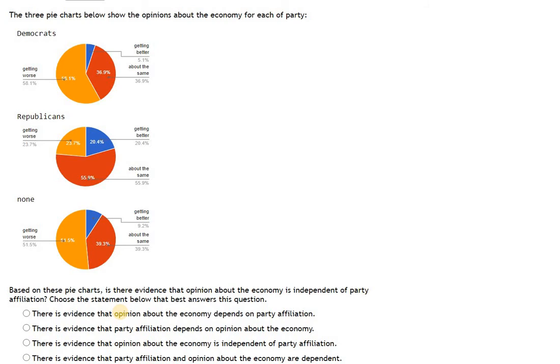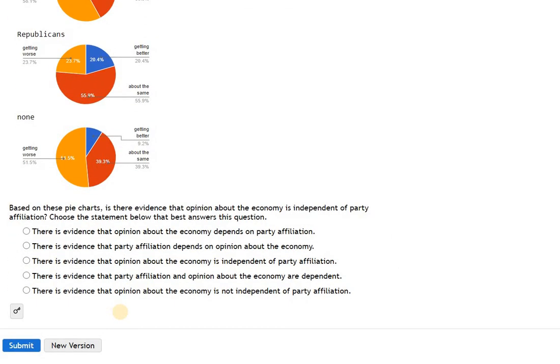If you compare the rest of the proportions, 58.1% of Democrats think the economy is getting worse, 51.5% of the independent or non-affiliated voters think that the economy is getting worse, while among Republicans, only 23.7% think the economy is getting worse. The economy is getting better: Democrats only 5.1%, 9.2% for non-affiliated voters, and 20.4% for Republicans. So based on the pie charts that I see here, I'm going to choose one of the answers below.